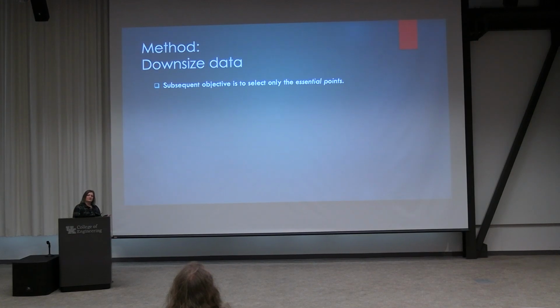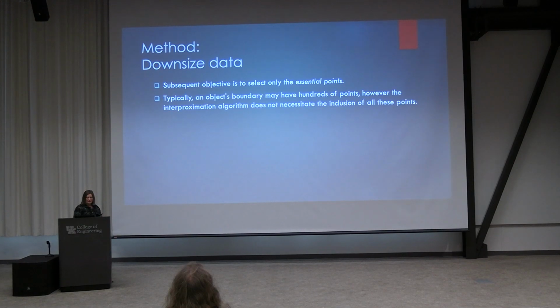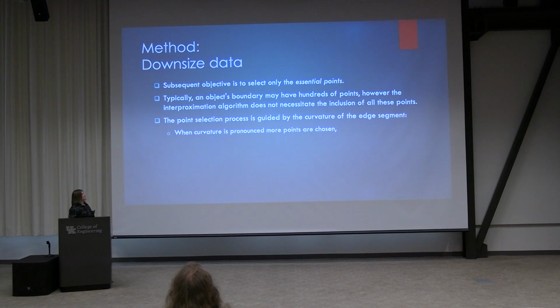However, in the next step we have to downsize the data, because we do not need all of the boundary pixels. A lot of times you will get hundreds and thousands of points if the object is large, and the algorithm that detects or approximates the boundary doesn't need this many pixels. So in the next step, we want to downsize the data. And this process is guided by the curvature of the curve that this data represents.